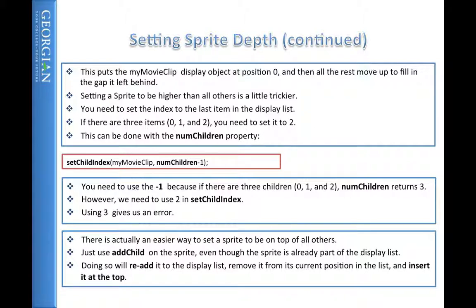If I have 3 items, 0, 1, and 2, they've all been added into my array list or my display list, as an example. And what I want to do is I want the sprite to be on top of all the other ones. Actually there are 2 ways to do it. The first way is to say setChildIndex to numChildren, the number of children property of my stage or whatever container I'm looking at, minus 1. If I have 3 children, minus 1, because remember we're using a 0-based array, 0, 1, 2, I can make it the last child.